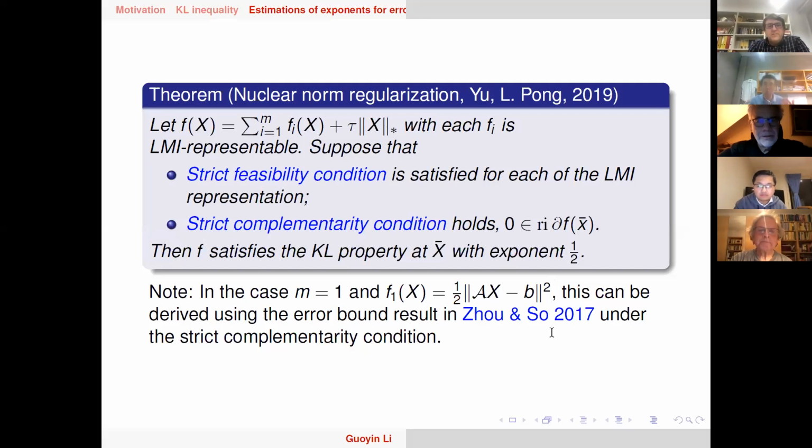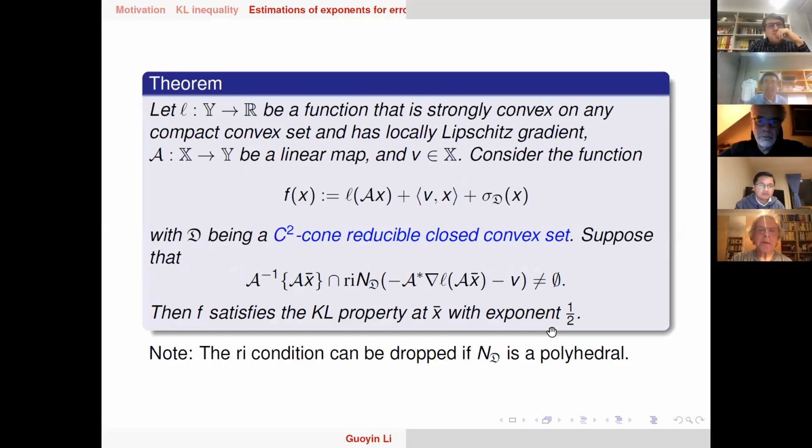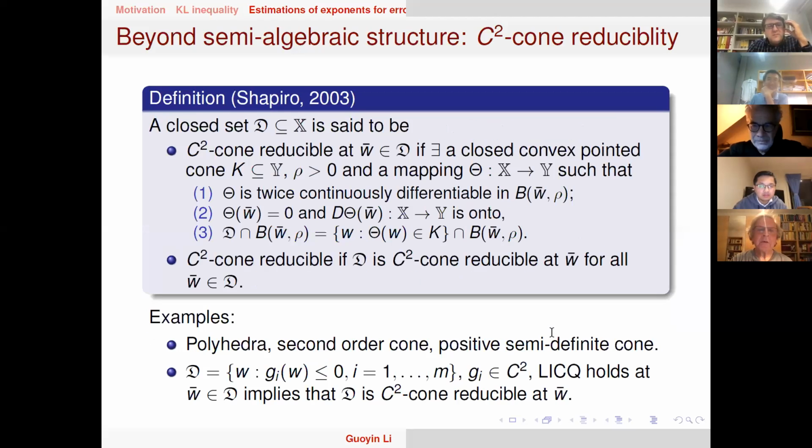Can you go 2 slides further, please? You mean going back or going forward? Forward. This one? Yes. Okay, 1 is enough, or 2, it doesn't matter. I wonder whether this C2 cone reducibility would also apply to the copositive cone. It's a good question. I'm not sure actually. Let me have a look at the definition. It was so quick for me, so I could not figure it out. It's a good question, but I'm not sure, I must say.